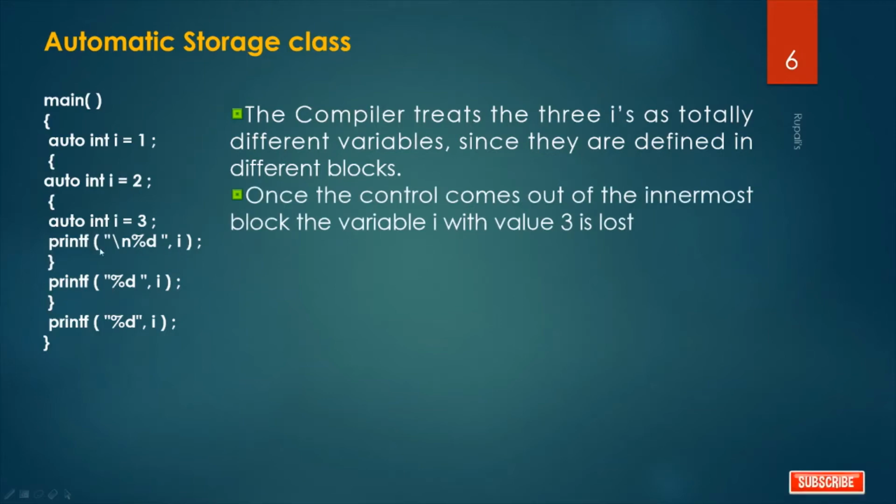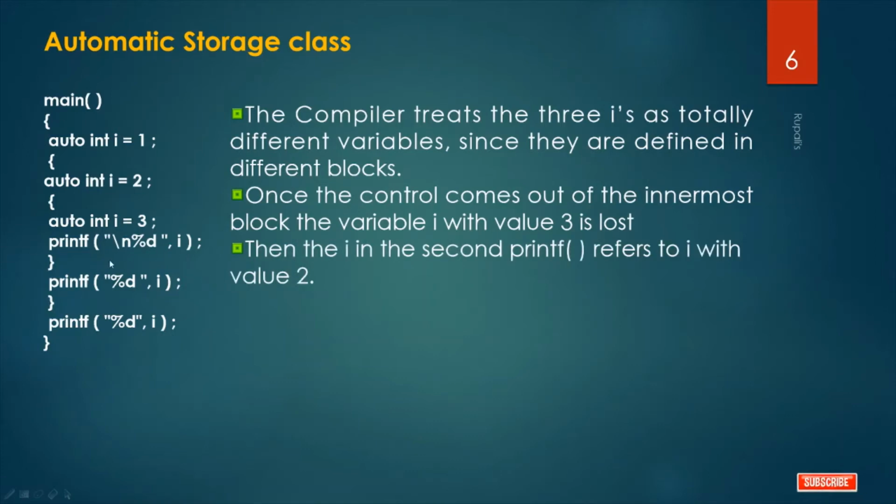Once the control comes out of the innermost block, within this bracket block, the variable I with the value 3 is lost. So first it prints I, which means it prints 3, then it comes out from the block. So the variable I with value 3 is lost now.